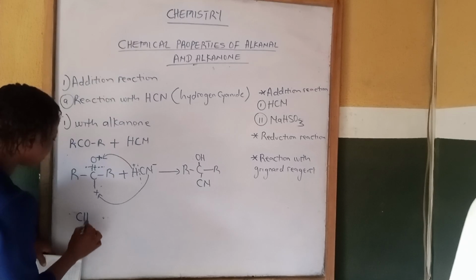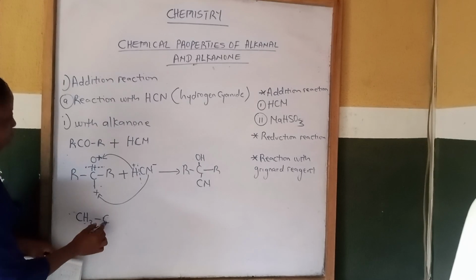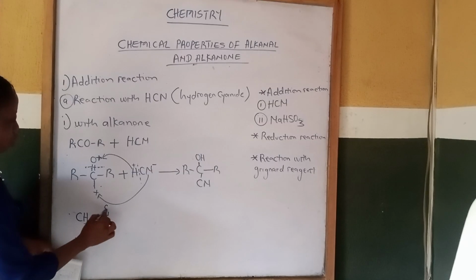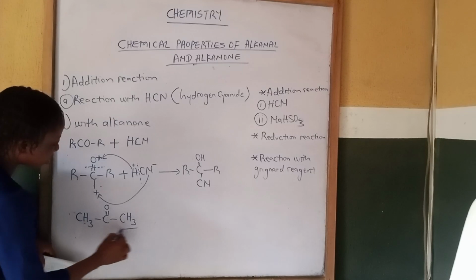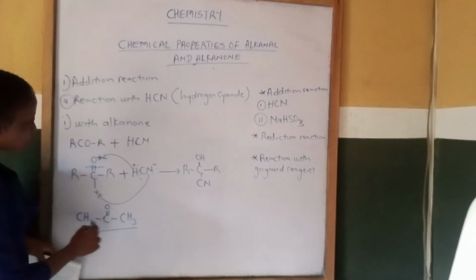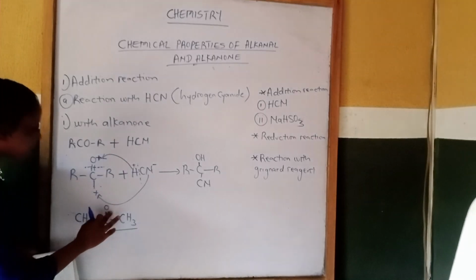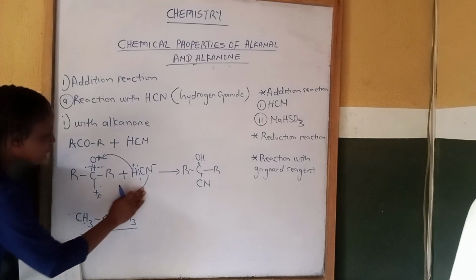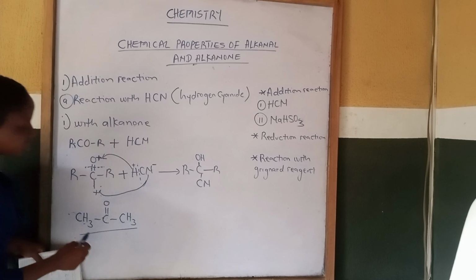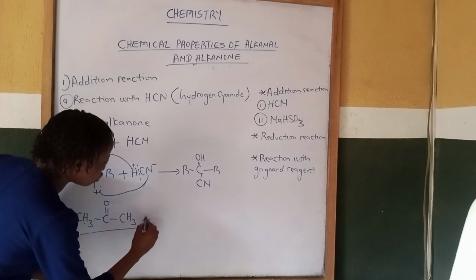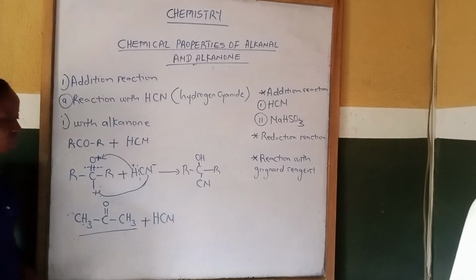I'm going to replace the first R with CH3, then C, with your double bond O, then the second R with CH3. So what is the name of this alkanone? 1, 2, 3. An alkanone with 3 carbon atoms is called propanone. So this is propanone. Then propanone reacting with what? With hydrogen cyanide.